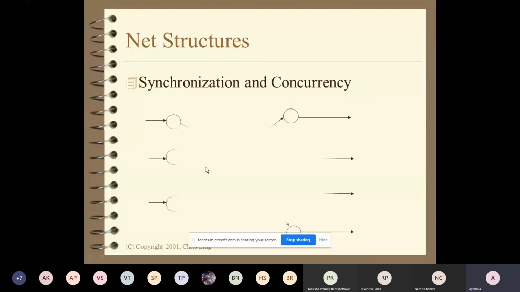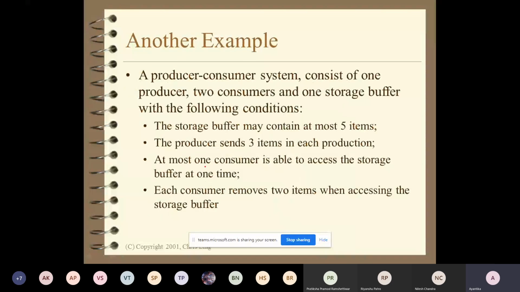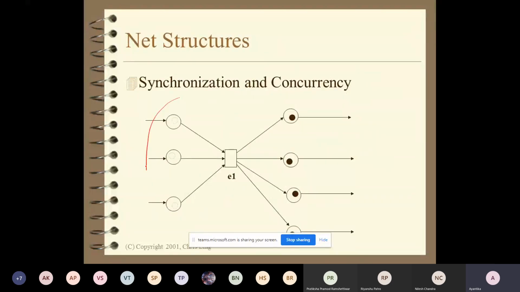Another one is this. This is one example of how we consider both synchronization and concurrency. In this case, we are considering the synchronization, and after event E1 has been applied, the tokens move according to your specified rule. It may take some concurrent paths.